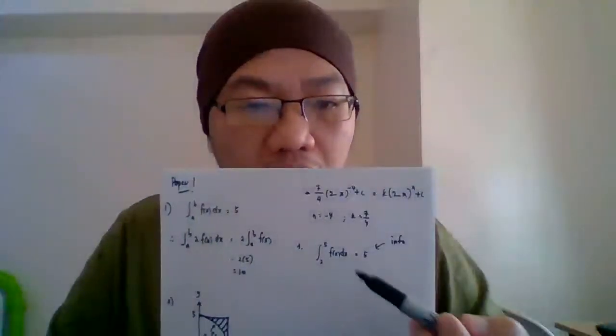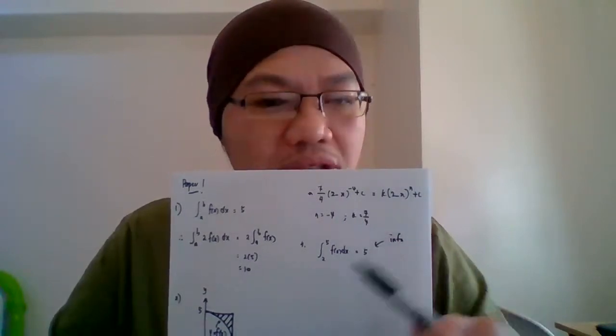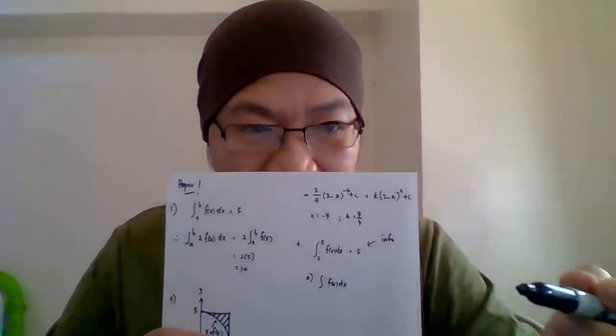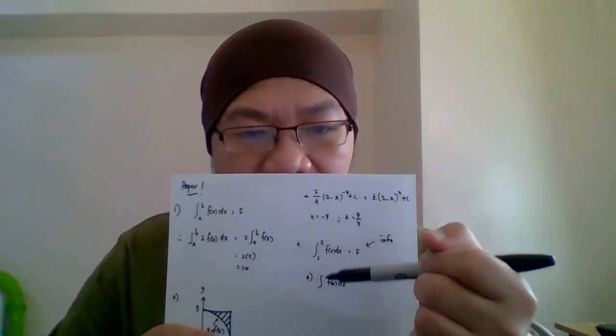So, integrate 2 to 5 f(x) dx equals 5. This is the information. This whole thing equals 5 is coming from the information. So now look at the question. 4a is asking about integrate f(x). Same thing. They are asking us to find the integral of f(x) dx, but the limit is now shifted. This is 2 to 5, now it becomes 5 to 2.